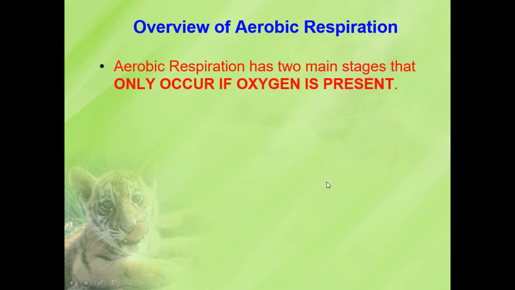Okay, so aerobic respiration has two main stages that only occur if oxygen is present. And just like in the first section, you're going to pay attention to the parts in red. That's what you're going to copy down. And that's what you're going to end up turning in after we finish these notes up.